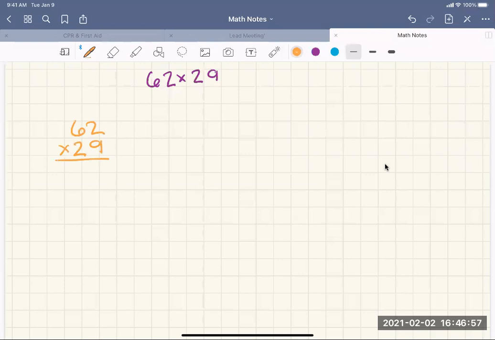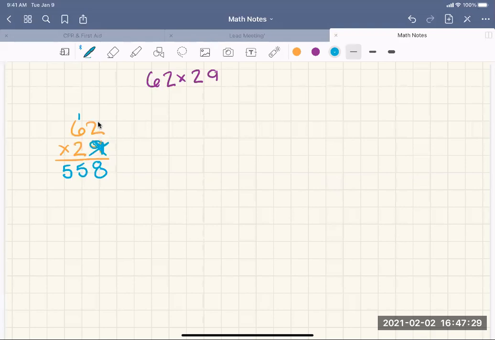Okay, so we're going to start with our ones place. We're going to do 9 times 2. 9 times 2 is 18. Then we're going to do 9 times 6 and then add our carried number. So 9 times 6 is 54 plus 1 is going to be 55. Okay. Then I like to, since I've already dealt with it, I like to cross out my 9. So I know I don't have to look at that anymore.